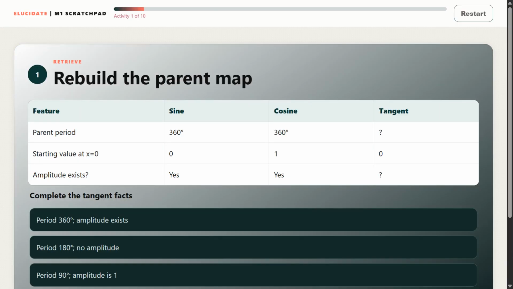In the scratch pad, the platform shows sine, cosine and tangent, and asks which set of tangent facts is correct. The question asks, rebuild the parent map and complete the tangent facts. The answer is, period 180 degrees, no amplitude.